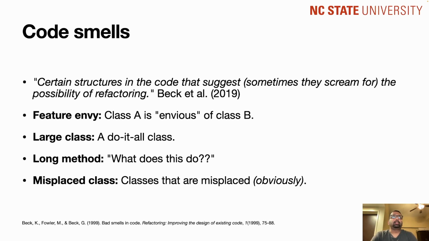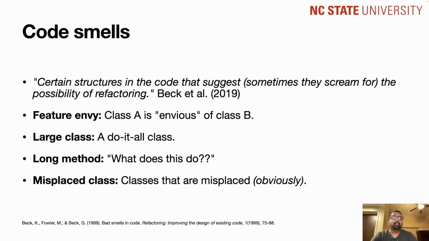To start off with, what are code smells, which is the case study we're looking at? So Beck et al. eloquently put this as certain structures in the code that suggest, or sometimes scream for, the possibility of refactoring. So we'll be studying 4 different code smells today, which are essentially big no-nos that programmers should try to avoid. So one is feature envy, which is if a method in class A is using more data or more methods from class B than it is using of class A, then class A is envious of class B because that method is using so much from class B instead. Which is to say, this method may be better suited belonging to class B.